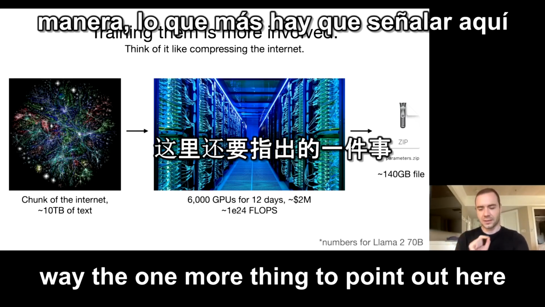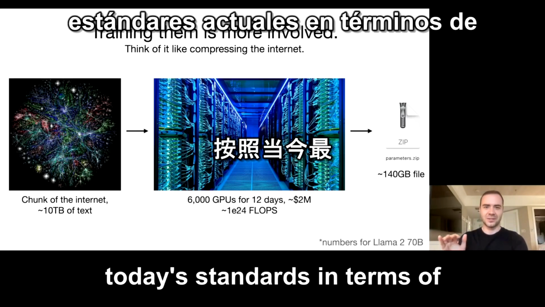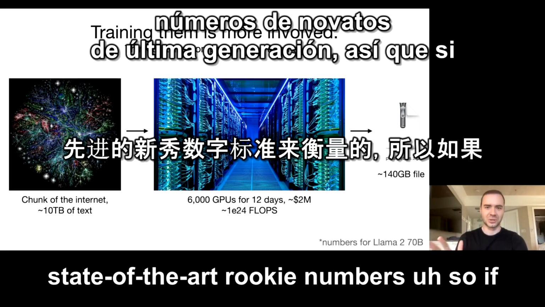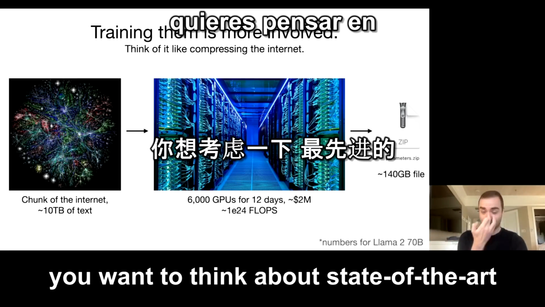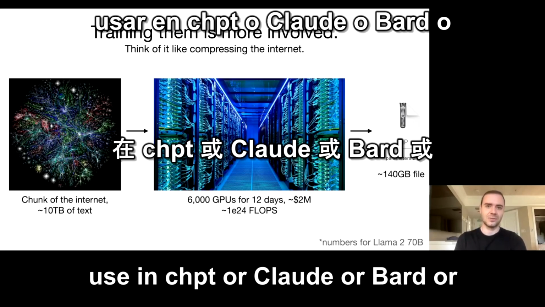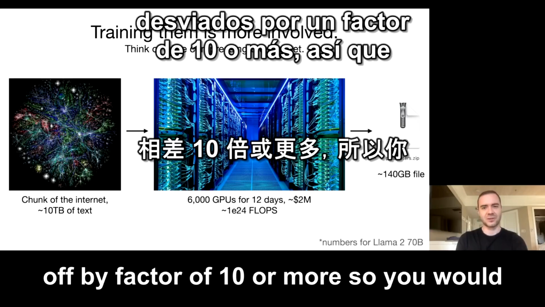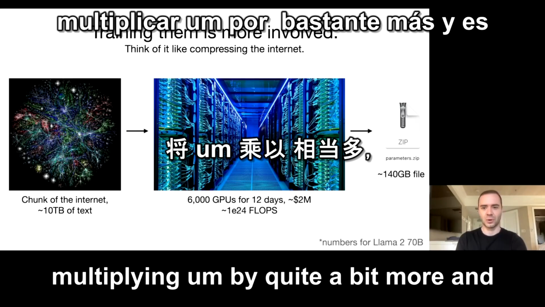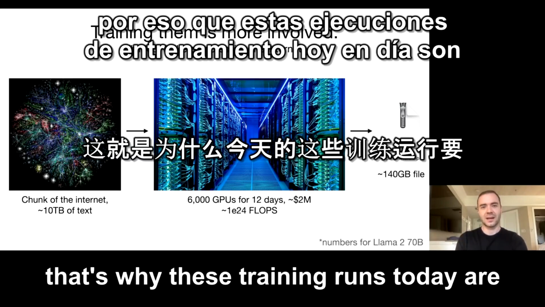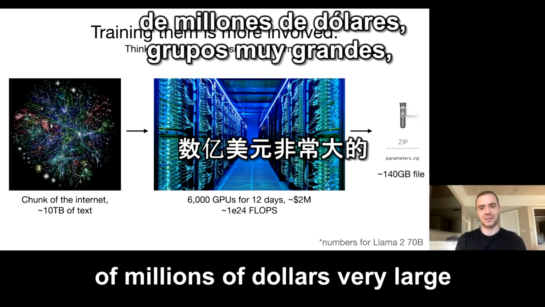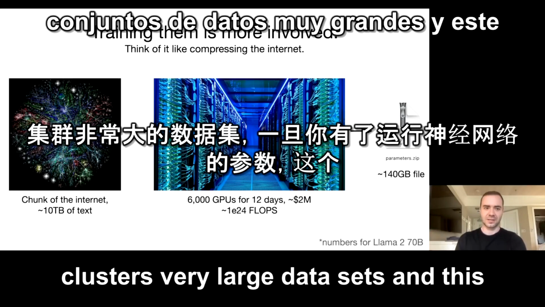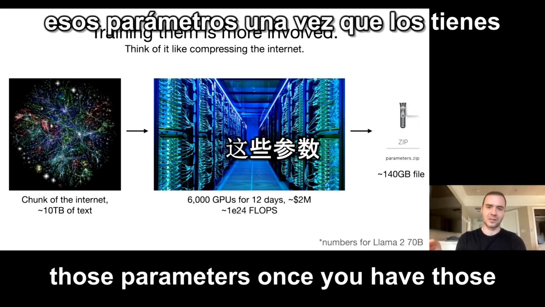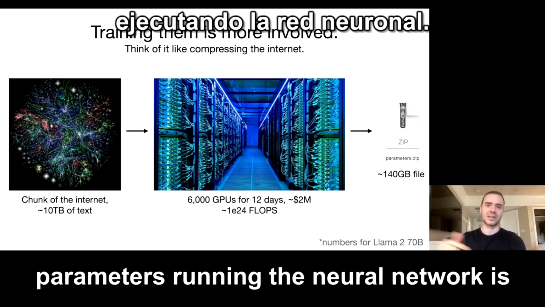The one more thing to point out here is that these numbers are actually, by today's standards of state-of-the-art, rookie numbers. If you want to think about state-of-the-art neural networks, like what you might use in ChatGPT or Claude or Bard, these numbers are off by a factor of 10 or more. You would just start multiplying by quite a bit more. That's why these training runs today are many tens or even potentially hundreds of millions of dollars, with very large clusters and very large data sets. This process is very involved to get those parameters. Once you have those parameters, running the neural network is fairly computationally cheap.